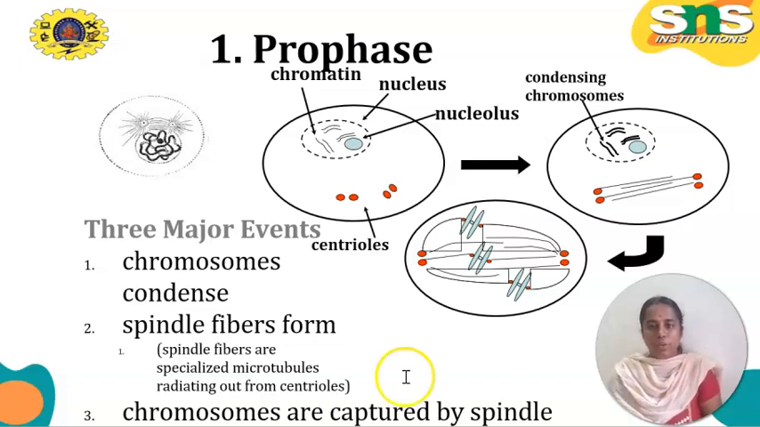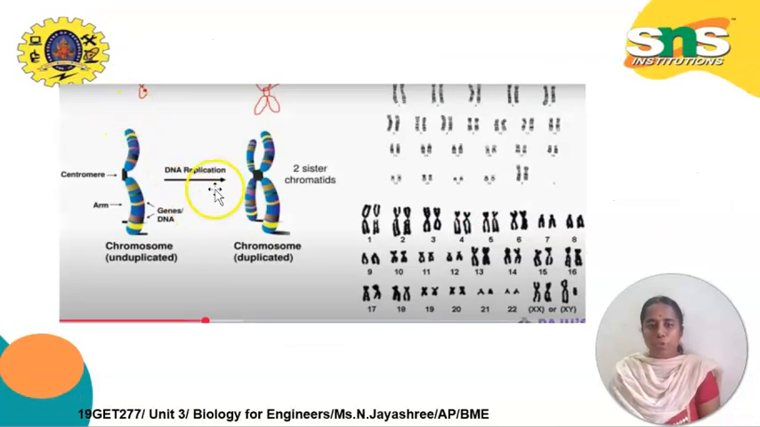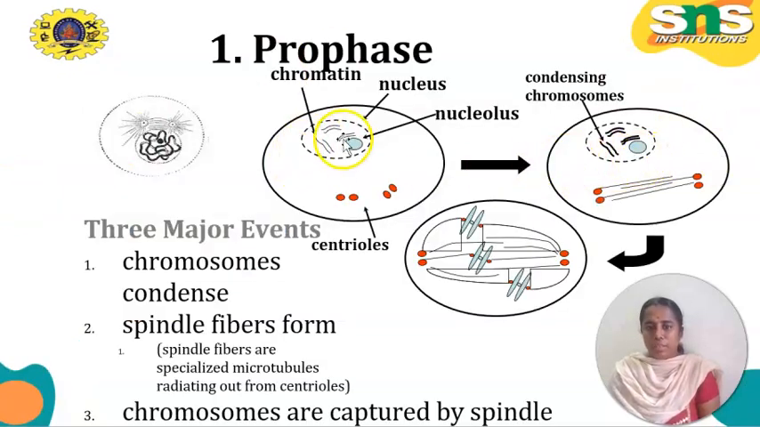Here is one large cell, and inside it one nucleus is present. Inside it, chromatin is present. This chromatin is going to form the pairs of chromosomes, which we already saw. So the chromatin forms the chromosomes in this stage, and each pair forms a chromosome.